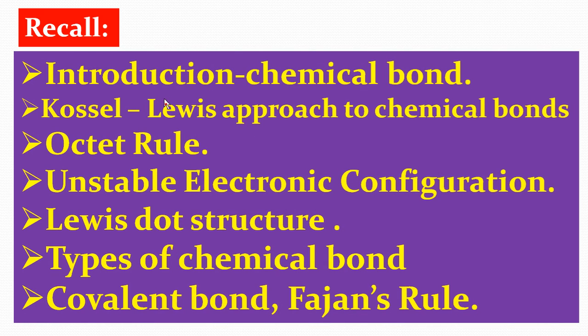Now let us recall what we learnt in the previous class. Introduction of chemical bond, Kossel-Lewis approach to chemical bonds, octet rule, unstable electronic configuration, Lewis dot structure, types of chemical bond, ionic bond, covalent bond, and also Fajans rule.